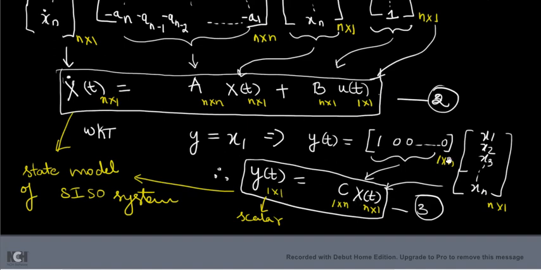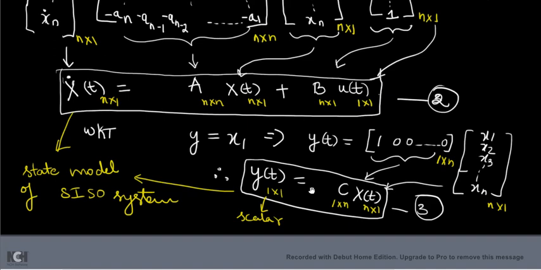Now the sizes: I am writing 1 row, n columns here, and here it is n rows, 1 column. Now if you multiply 1 cross n and n cross 1, you are definitely going to get 1 cross 1. Why did you get y of t as 1 cross 1? Because y of t is an output signal, and how many output signals are there? 1. That is why y of t is a 1 cross 1 scalar. Now equations 2 and 3 are called the state model of a single input single output system, SISO system.